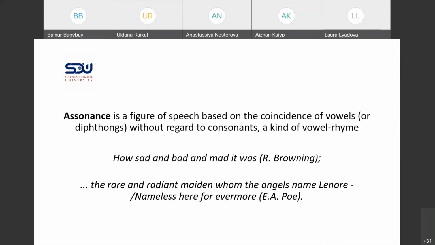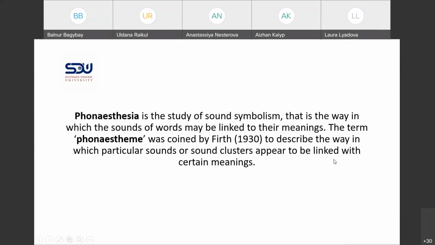Quite easy, isn't it? You will find it in many poems. Mainly assonance comes in poems, and Jeffries and McIntyre looked at the poem by Doolan. I will attach the readings, and you can read the whole poem there. Okay, what about phonaesthesia?